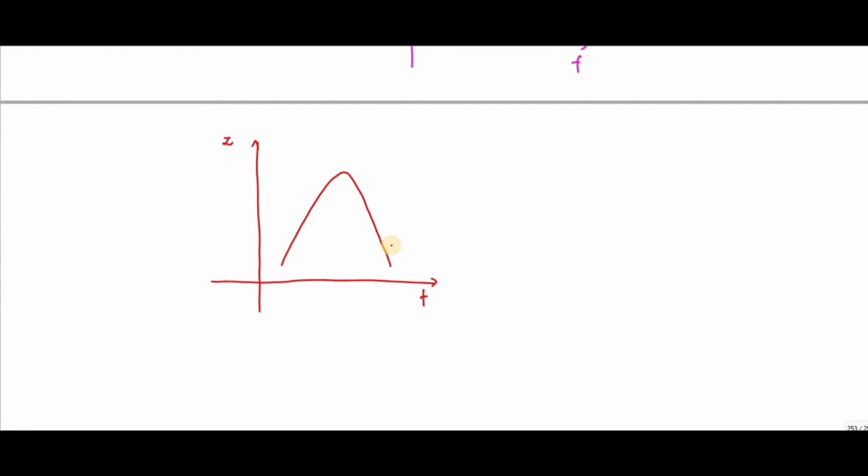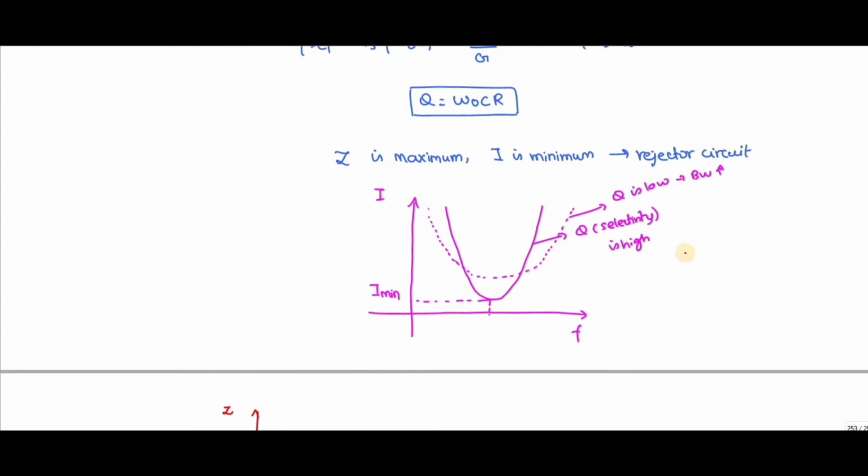So here the impedance is maximum. So this circuit is called a band stop filter, or band reject filter.